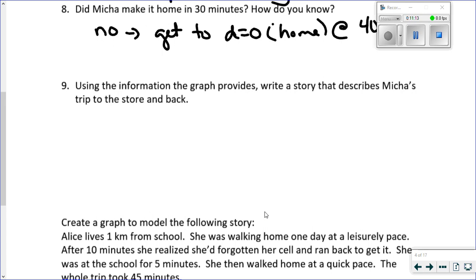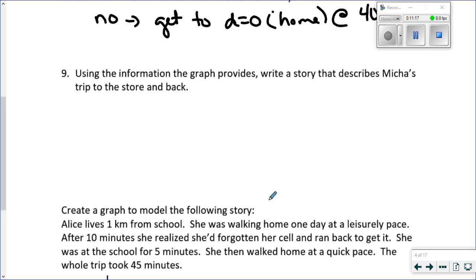Now I'm gonna. Well, no, I guess I will do that. All right. So using the information that the graph provides, write a story that describes Micah's trip to the store and back. Now this is a little hard for people. It can be any story.